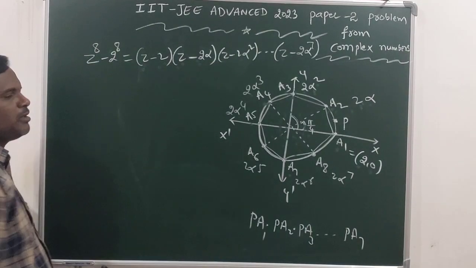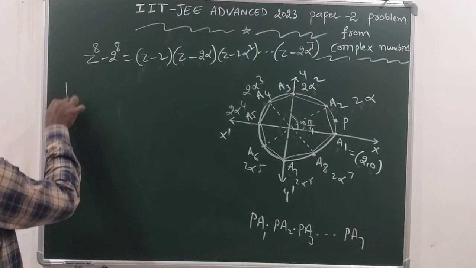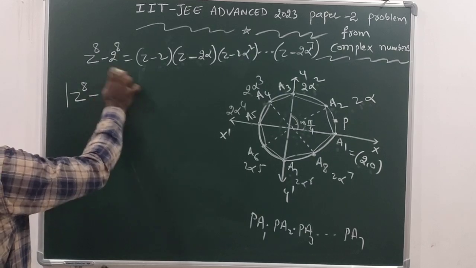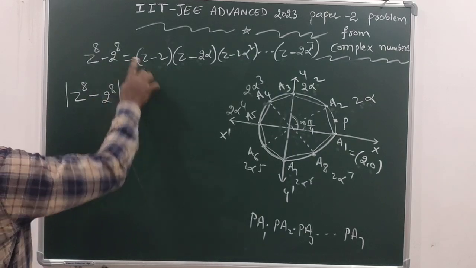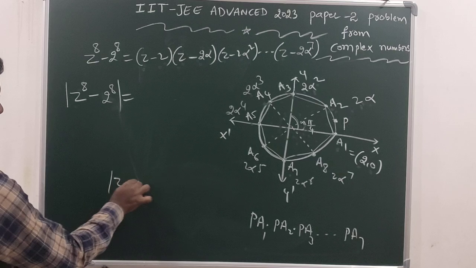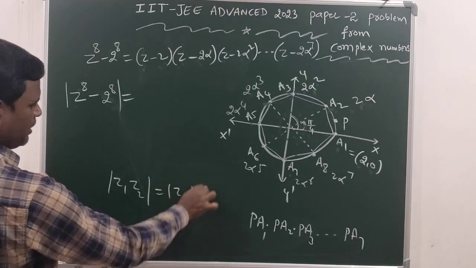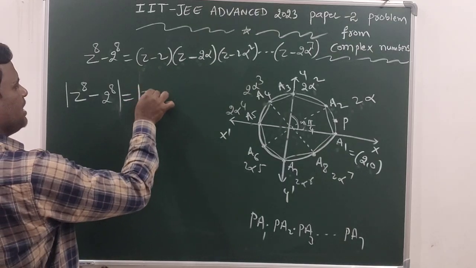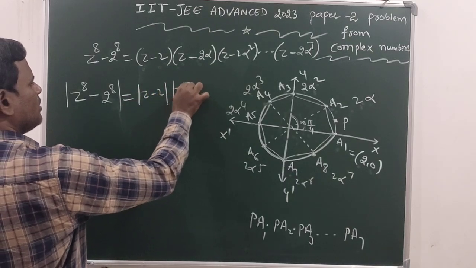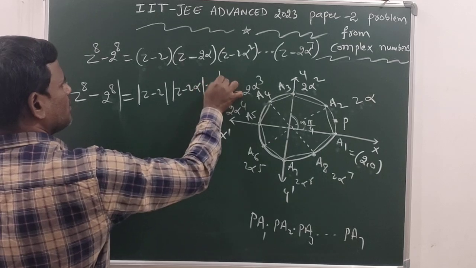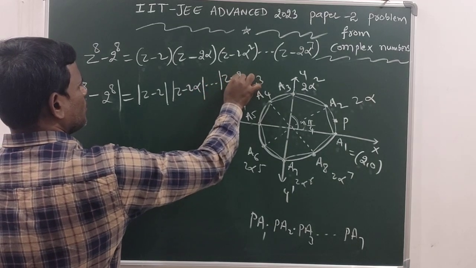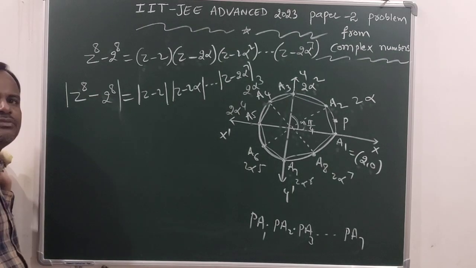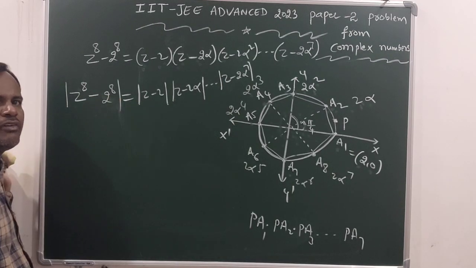Okay students, now take the magnitude on both sides. If you take magnitude on both sides, your magnitude of Z power 8 minus 2 power 8, which is equal to, you know, mod of Z1 into Z2 can be written as mod Z1 into mod Z2. If you apply this formula, so this is going to be written as Z minus 2, Z minus 2 alpha and so on, Z minus 2 alpha power 7. Okay students, I hope you have understood till here.